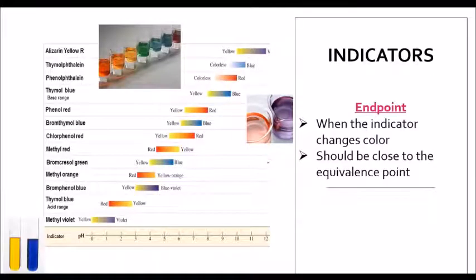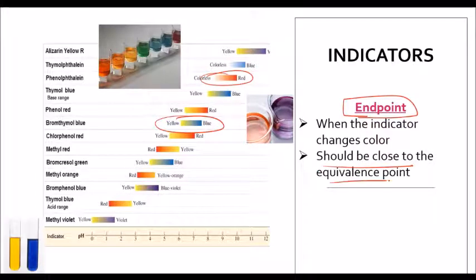So what do indicators do? Well, indicators change color at certain pHs. We're going to be looking at bromothymol blue and phenolphthalein. Those are typical ones that we use in the lab. When the indicator changes color, we call that the end point. The end point and the equivalence point are not exactly the same thing. The equivalence point is when the moles equal the moles. The end point is when the indicator changes color. Now you want them to match. You want it to change color when you reach the equivalence point.